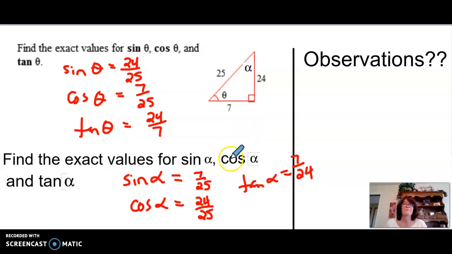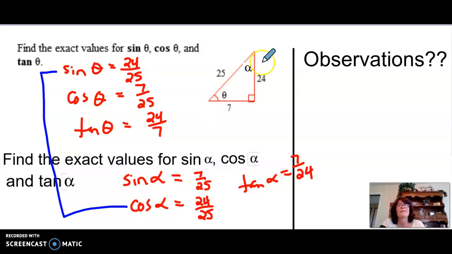So what do you notice? What do we see about the sine of theta and the cosine of alpha? They were both 24 25ths, right? The cosine of theta and the sine of alpha are both 7 25ths. What happens is these angles are going to add to 90, because the angles in a triangle add to 180, and we already have 90 taken by the right angle. So these add to 90.